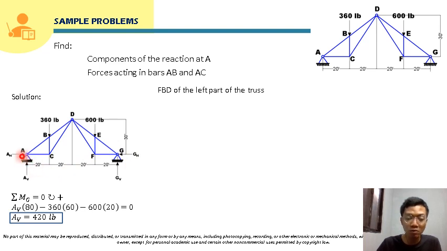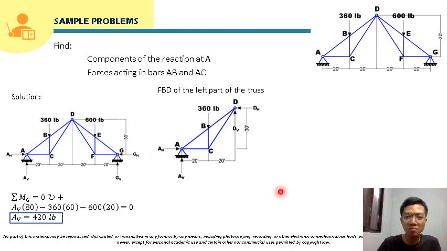So we will now proceed to the free body diagram of the left part of the truss. And also, we are solving for bars AB and AC, so what we just need here is the free body diagram at the left. So this will be the free body diagram. We separate this since it is hinge connected here at D. So here at point D, there will be two reactions, DV and DH.